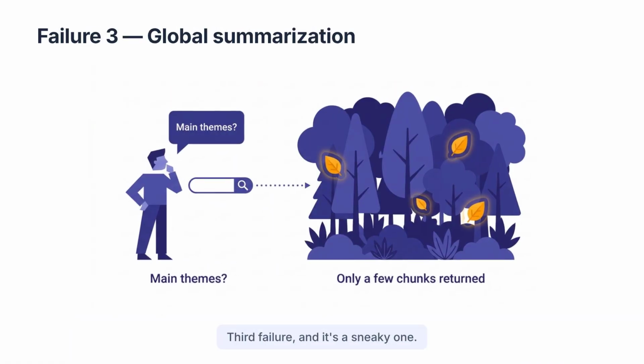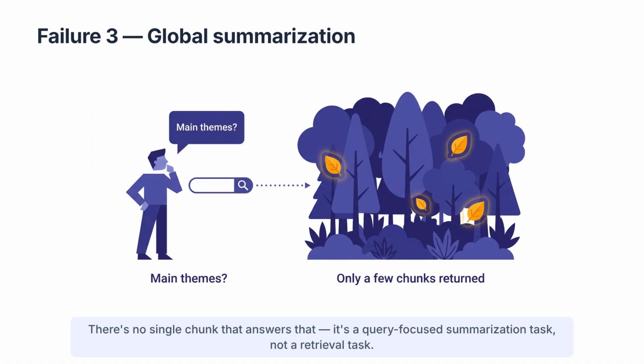Third failure, and it's a sneaky one. Ask what are the main themes across this entire dataset. There's no single chunk that answers that. It's a query-focused summarization task, not a retrieval task. Vector search fetches a handful of similar chunks and confidently misses the forest for a few trees.